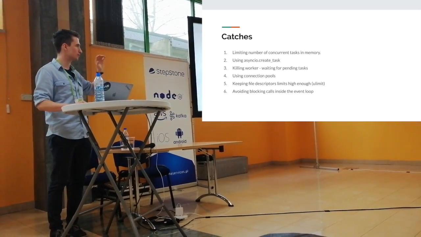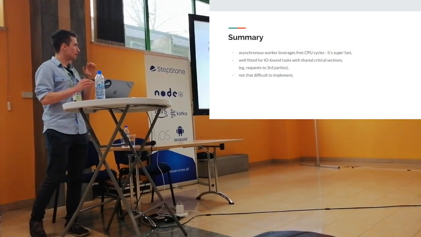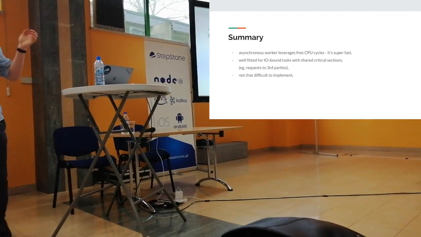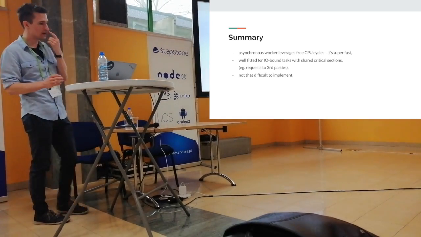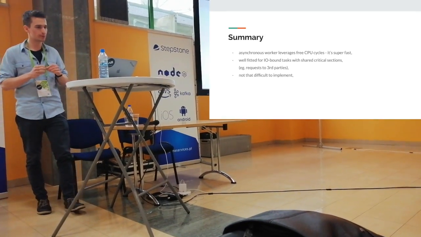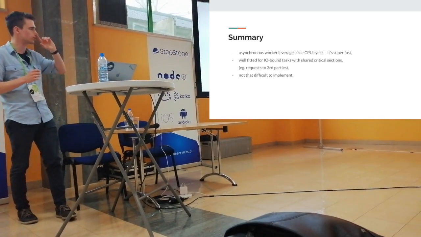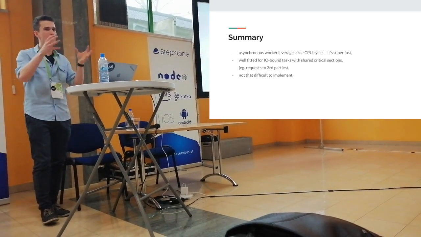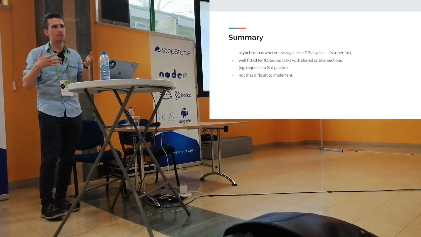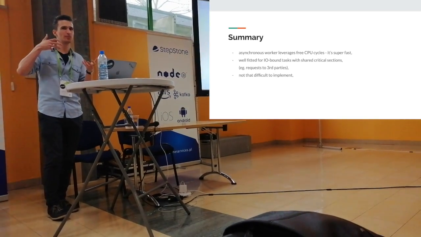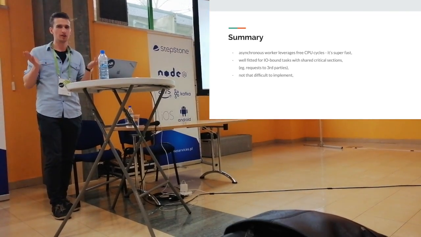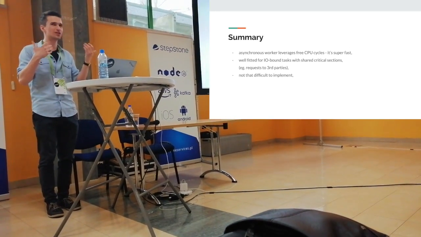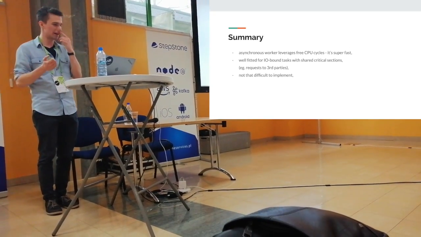The same event loop is here. Please keep in mind to not block it. And the summary: an asynchronous worker leverages CPU cycles, and it's super fast. If you have problems similar to those I've described, it's worth looking at. It's well fitted for input-output with shared critical sections, because we had a problem with shared critical sections, and our workers were sleeping. Now we've got one worker with, for example, 500 tasks in memory. Some are sleeping, some are not, but our worker is always doing the job for the rest of those tasks. So it solves this problem for some cases.